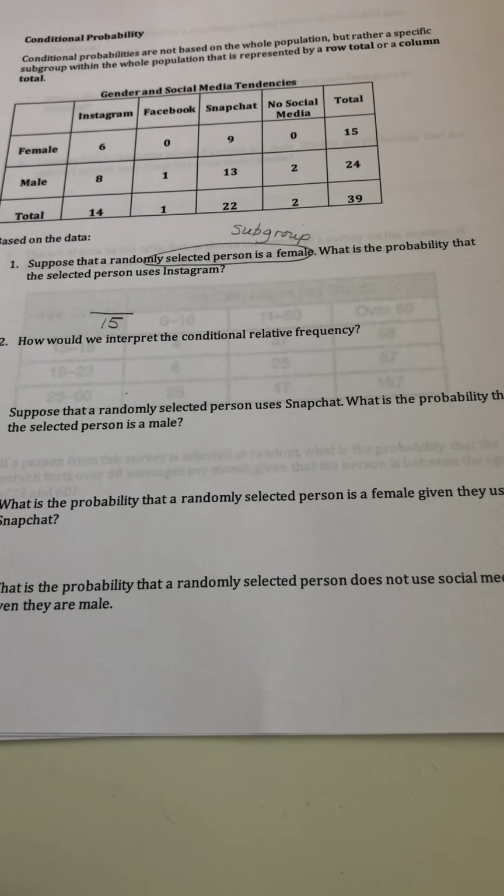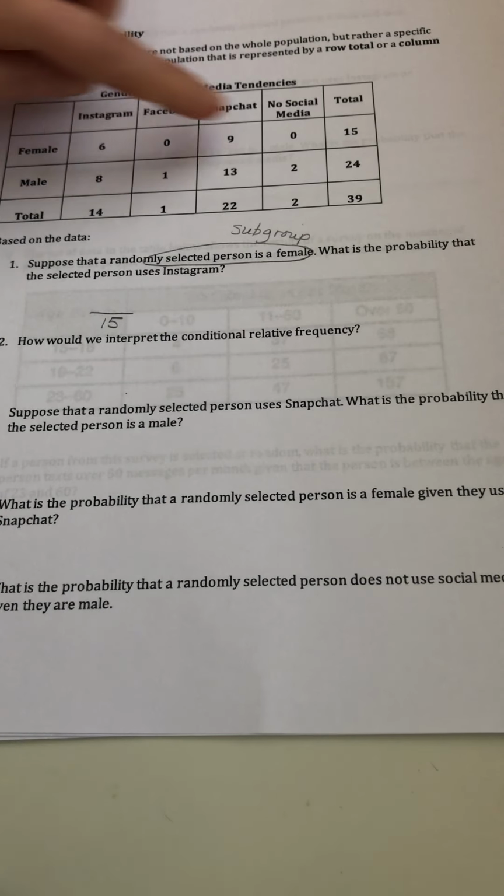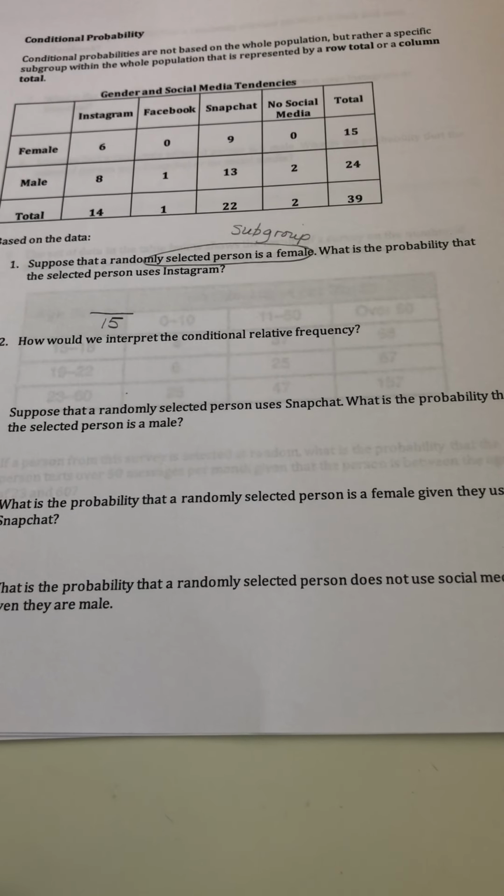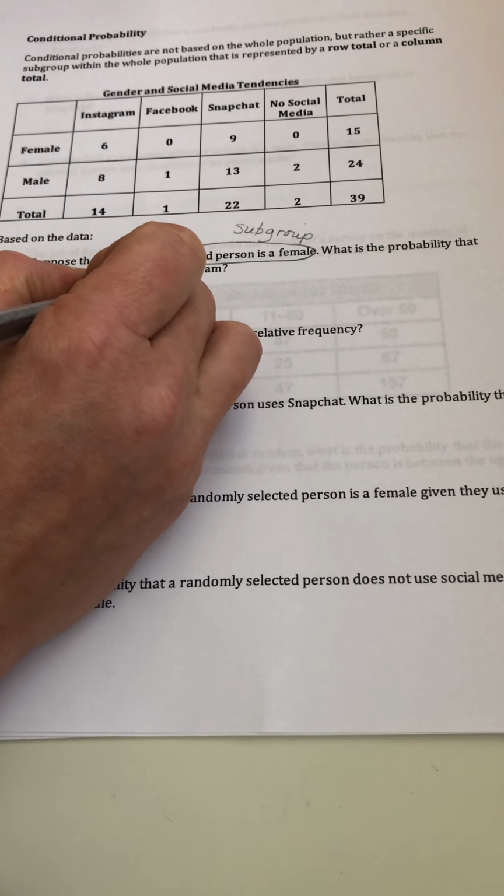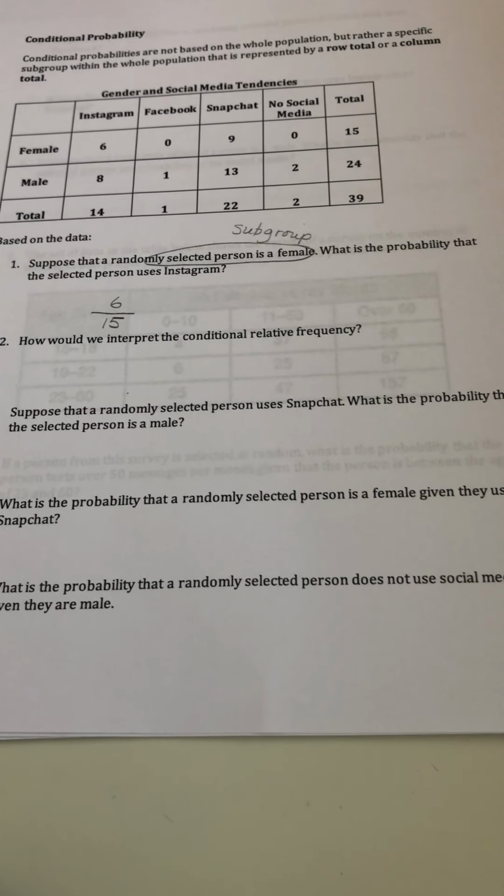What is the probability that the selected person uses Instagram? So of those females, how many use Instagram? And it's 6. Unless otherwise noted, typically you're going to leave your probability as a fraction and unsimplified. So we're just going to leave it just like that.